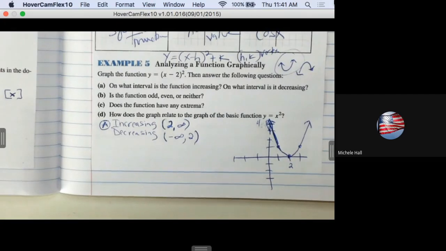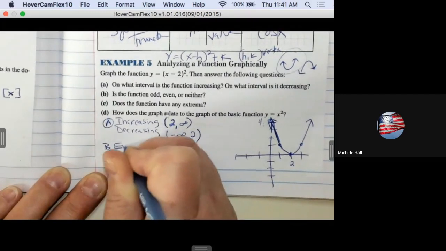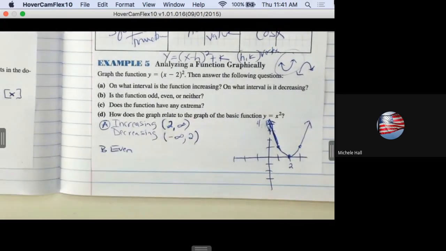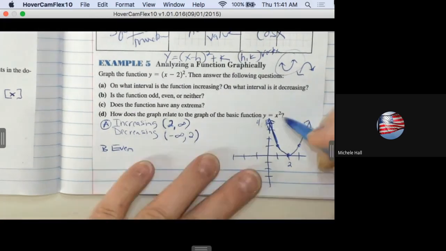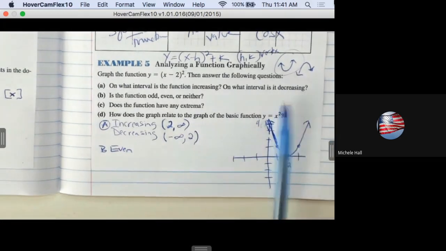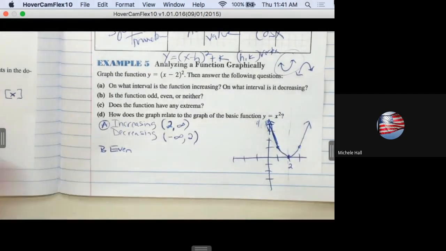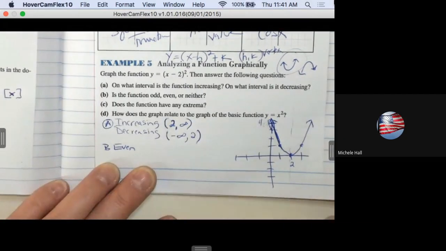Is the function odd, even, or neither? How do you know it's even? Okay, but they didn't really talk about the tails in that way. What we have to give is something specific, because there's symmetry around the y-axis, right? That was one way to see if it was even. The other one was to substitute a negative x and see what you get back.